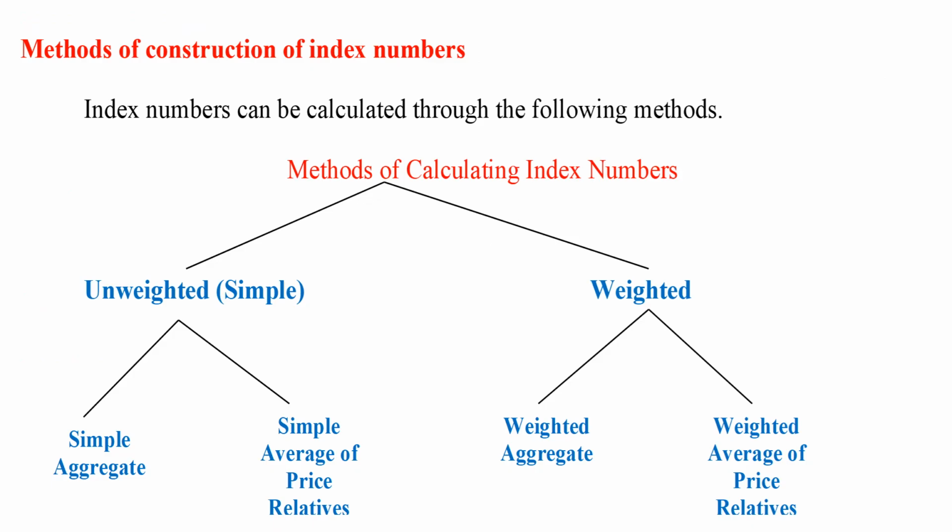Methods of construction of index numbers. Index numbers can be calculated through the following methods. Unweighted or simple method: 1. Simple aggregate, 2. Simple average of price relative. Weighted method: 1. Weighted aggregate, 2. Weighted average of price relatives.